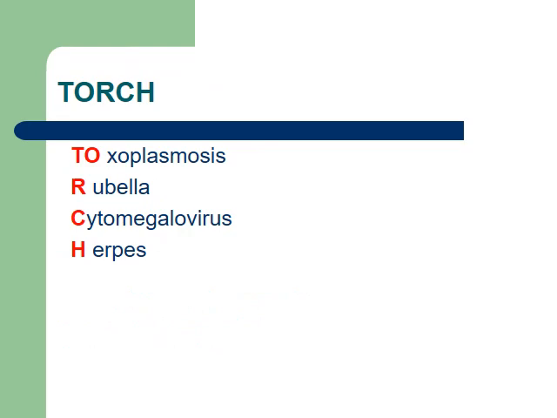TORCH is a titer that we do on women who are at high risk for any of these. Someone who has a cat with cat litter, we would do a toxoplasmosis screen on them. Any of these are really bad on a neonate, so we're going to talk about them in a minute. The TORCH is toxoplasmosis, rubella, cytomegalovirus, and herpes.